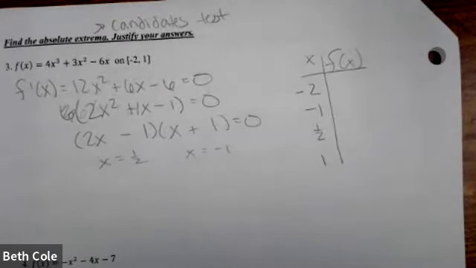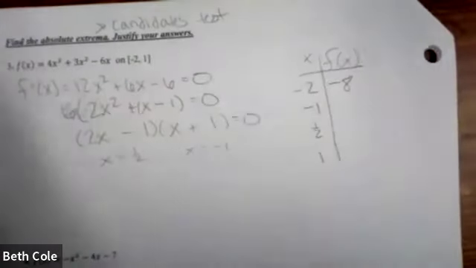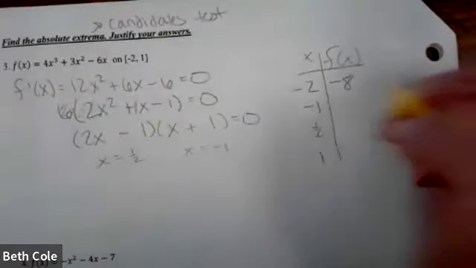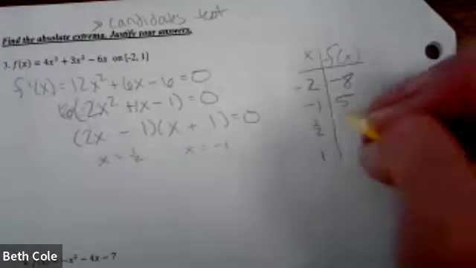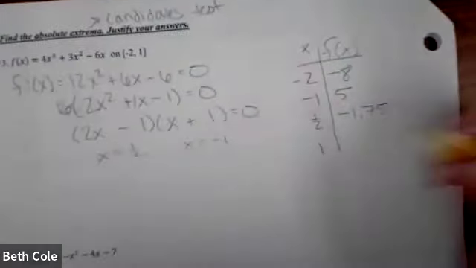So if we plug in, yeah, I guess -2 and 1 would give you something different. All right, -2, that gives you -8. I'm just throwing them into Desmos here. You just all trust me? All right, 5, 1/2 gives you -1.75, and 1 gives you 1.